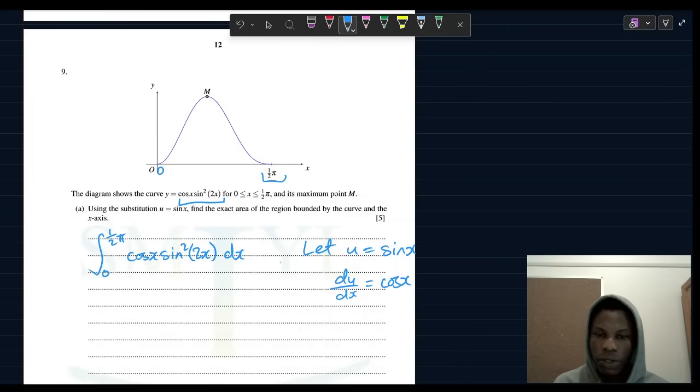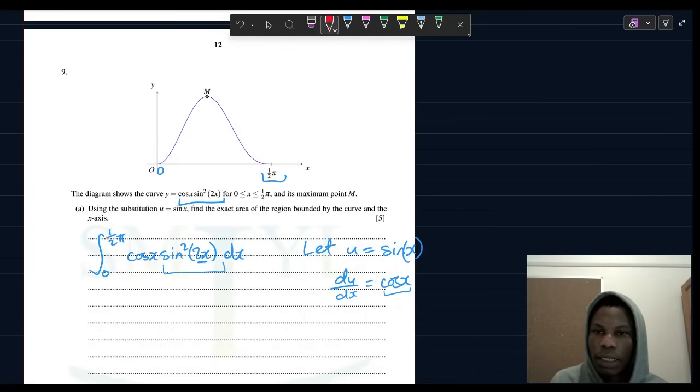What I want us to do is to first simplify the sine squared 2x. Because notice our substitution is strictly for sine x. So we don't want to have any double angles, any 2x's. So we need to make sure that everything is either in cosine of x or sine of x. Because cosine of x, can you see, is very similar to the derivative of the substitution. So that's nice. So anything with sine x or cos x works for us. But we don't want any double angles like sine 2x.